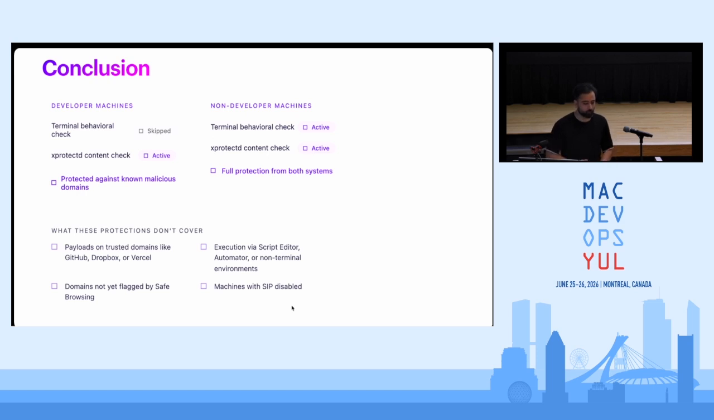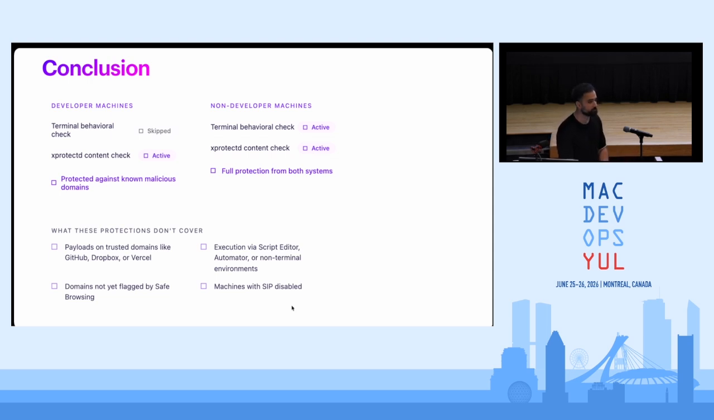So to conclude, on developer machines, terminal's behavioral checks get skipped, but XProtect's content checks are still on, so you're still covered against known malicious domains. On non-developer machines, both are enabled. What these don't cover is payloads hosted on legitimate services like GitHub, Dropbox, Vercel, and domains that might not be flagged by Safari Safe Browsing yet. And anything, of course, that runs outside of terminal.